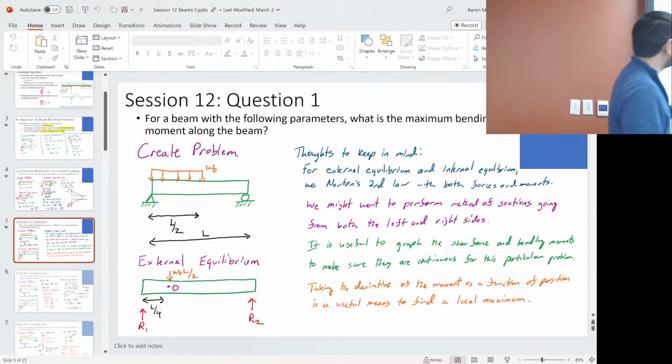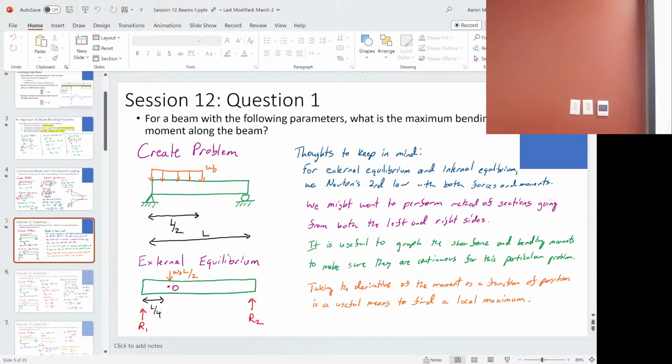So this is the problem, right? We're trying to figure out what is the maximum bending moment along the beam. And first, for any of these problems, we do external equilibrium, correct? When we do that equilibrium externally, we know that there is no bending moment at these ends, because those are roller and pin boundary conditions. So if we're asking for maximum bending moment, it has to be happening somewhere else.